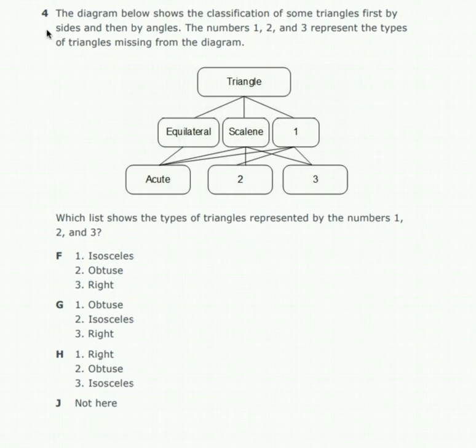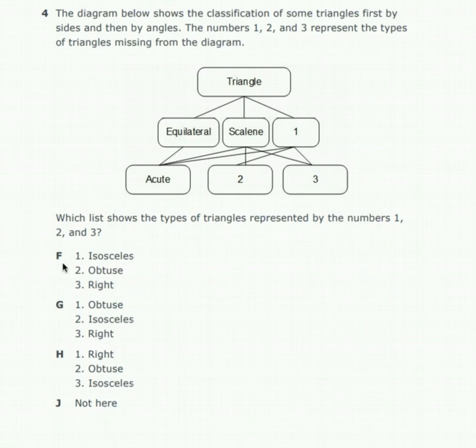Question 4. The diagram below shows the classification of some triangles, first by sides and then by angles. The numbers 1, 2, and 3 represent the types of triangles missing from the diagram. Triangle, equilateral, scalene, 1, 2, 3, acute. Which list shows the types of triangles represented by the numbers 1, 2, and 3?